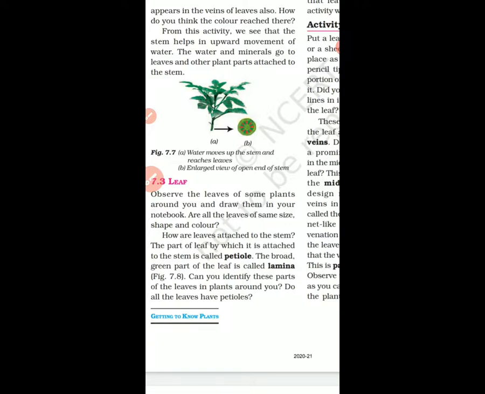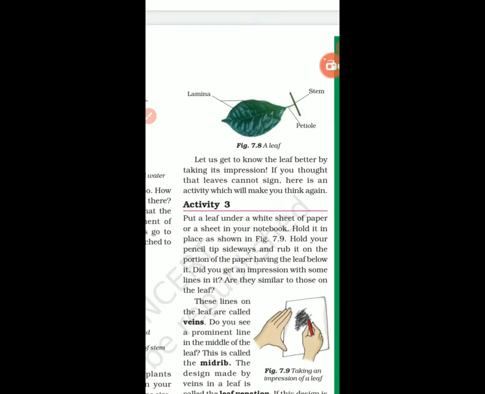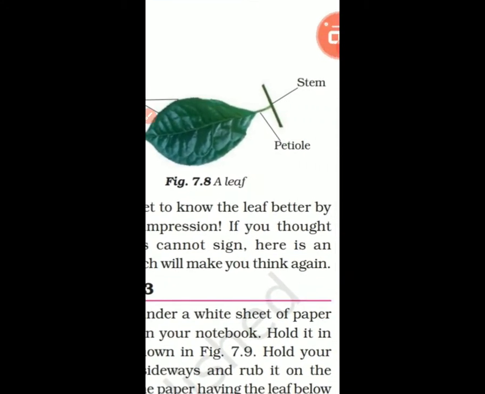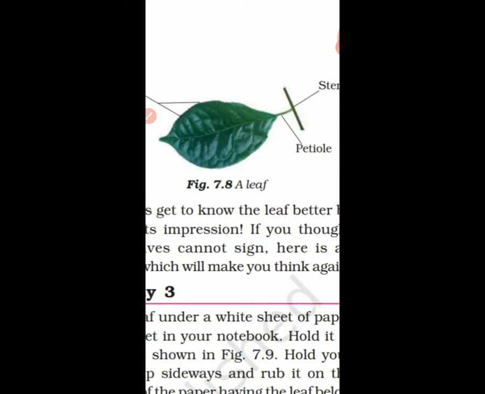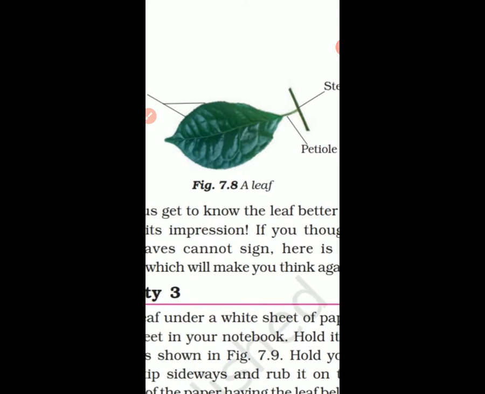So today we will learn about the parts of the leaf. How are they attached to the stem? कैसे जुड़े होते हैं प्लांट से? How are they attached? The part of the leaf by which it is attached to the stem is called the petiole. You can see the diagram. There are mainly three parts of the leaf: the stem, the petiole, and the lamina.